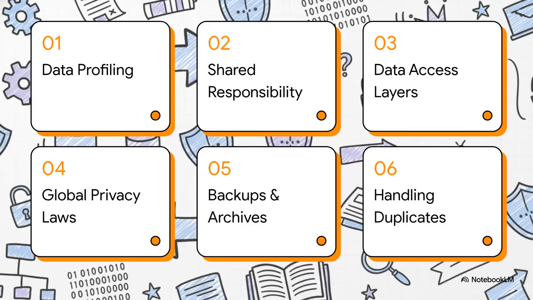Okay, here's our roadmap for the explainer today. We're going to move from laying the foundation of data understanding all the way to fully optimizing our data vault. We'll hit profiling your data landscape, the shared responsibility model, the 4 specific layers of data access, navigating global privacy laws, handling backups and archives, and we'll wrap up with the actual truth about duplicates.